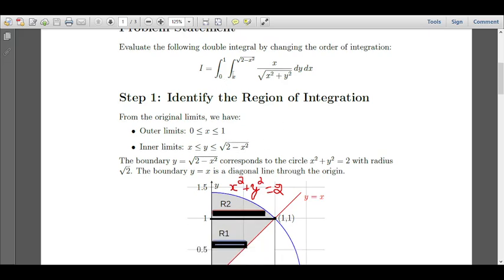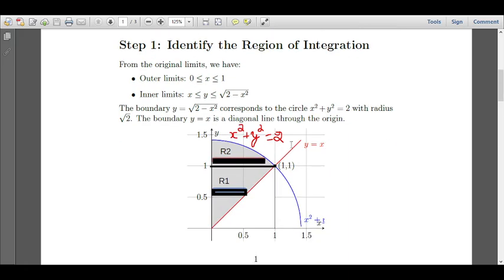Now the boundary of y, the upper limit of y, the boundary y equal to root of 2 minus x square, corresponds to the circle. If you take the squaring on both sides, y square equal to 2 minus x square, that means x square plus y square equal to 2 represents a circle with center 0, 0 and radius root 2, and the boundary y equal to x is a diagonal line through the origin.